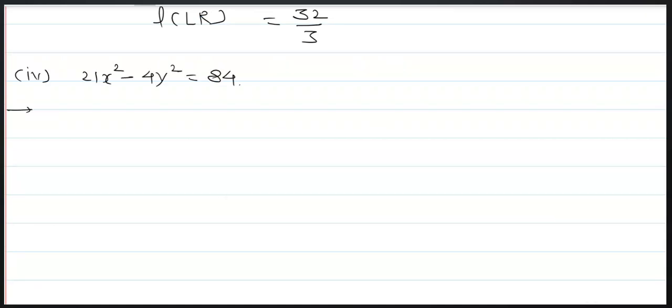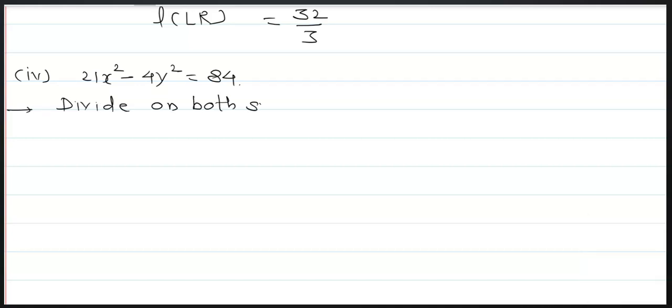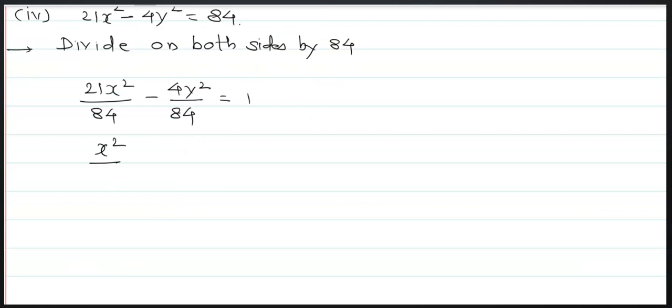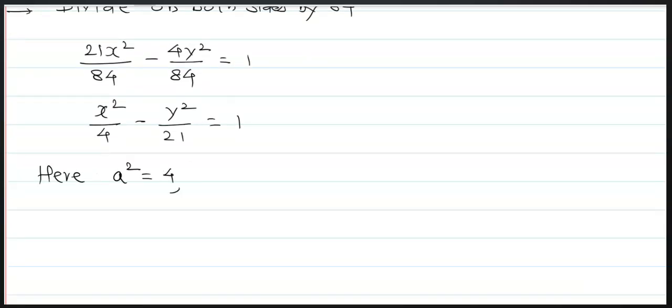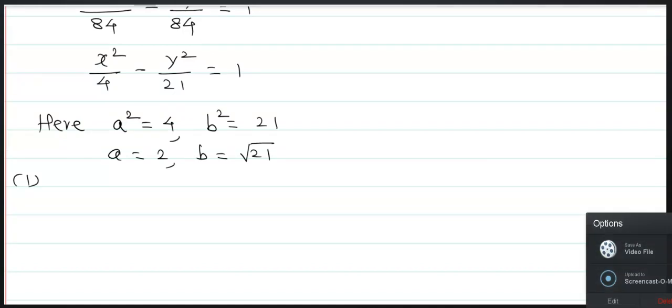Next is 21x square minus 4y square is equal to 84. Dividing on both sides by 84, you will get 21x square upon 84 minus 4y square upon 84 is equal to 1. x square upon 4 minus y square upon 21 is equal to 1. Therefore, here a square is 4, b square is 21. Now first, a is equal to 2, b is equal to root of 21.